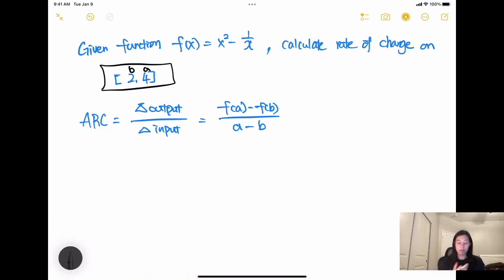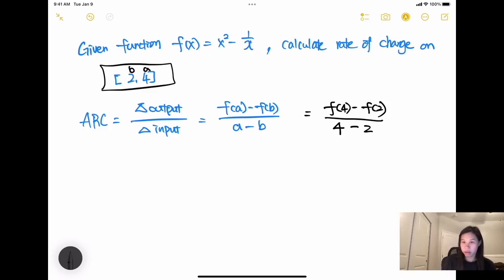So let's say 4 is equal to a. I can write down 4 here minus our b, which is 2. And on the top should be f of 4 minus f of 2. That's it. That's how you find the average rate of change. Basically, it's the slope of these 2 points.